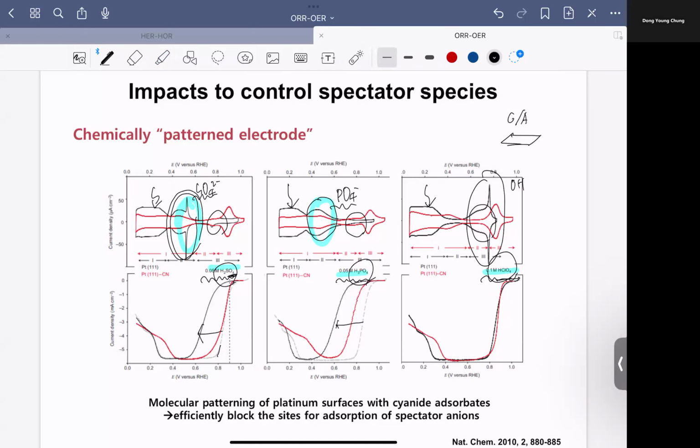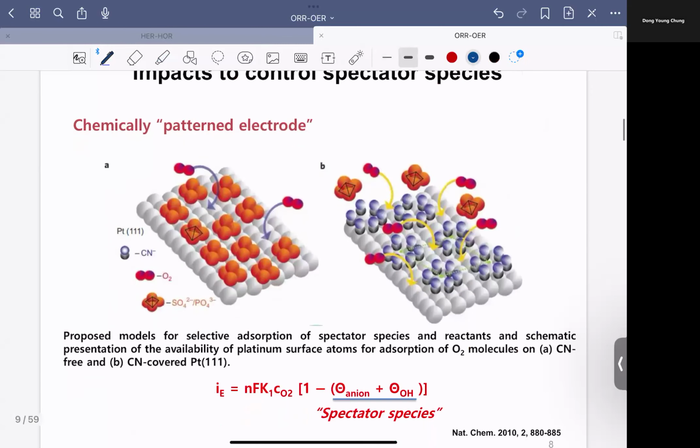Which means that you have to consider the anion effect, anion adsorption on the surface, and this adsorption may change the 1 minus zeta term, right? Please keep in mind, adsorption covers that zeta, right? So this adsorption behavior decreases the ORR activity, right? So this is a very straightforward example: if you modify the surface of the platinum using cyanide. So I would like to discuss this feature once again.